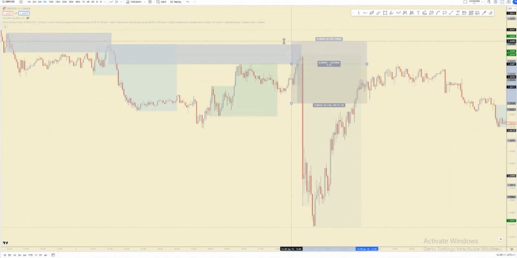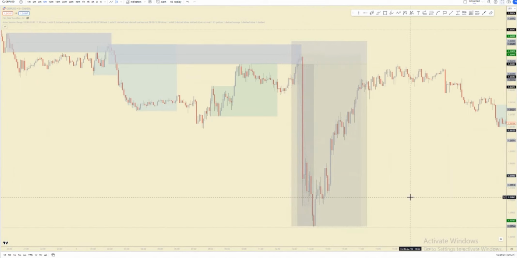Stop below, sorry, above. Maybe 1:6 or 1:7. 1 is to 7. Play it out.